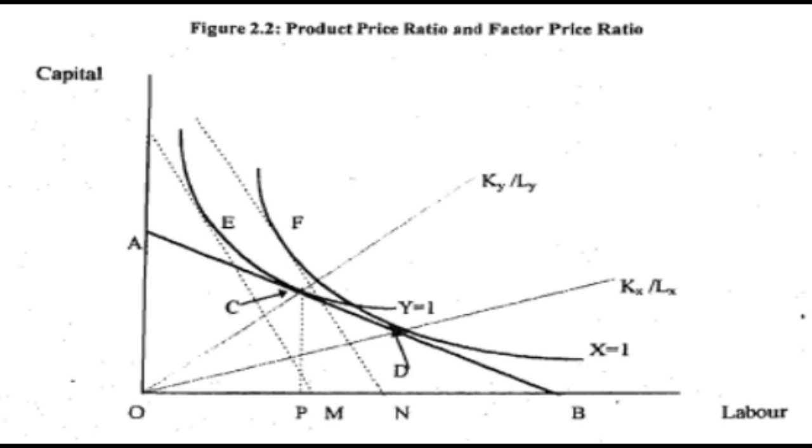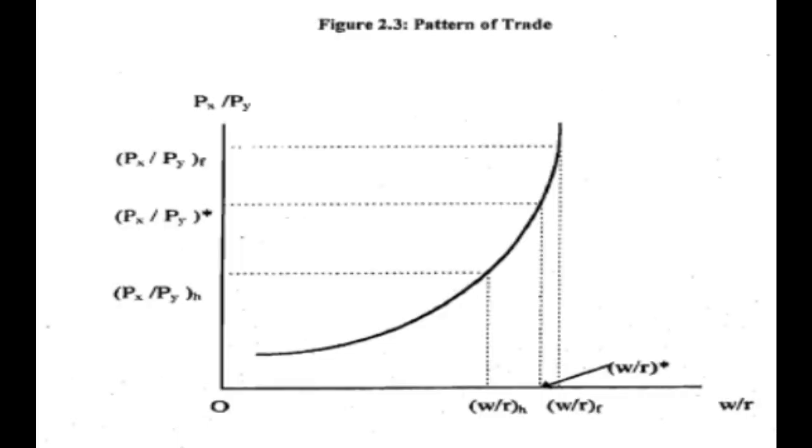This proves the proposition that as W/R rises, P_X/P_Y will rise if X is labor intensive. The general relationship between the factor price ratio and the product price ratio is that if the price of one factor rises relatively to that of the other factor, then the price of the good intensive in that factor will rise relatively to that of the other good. This relationship is crucial to prove the neoclassical trade theorem, which we take up next.